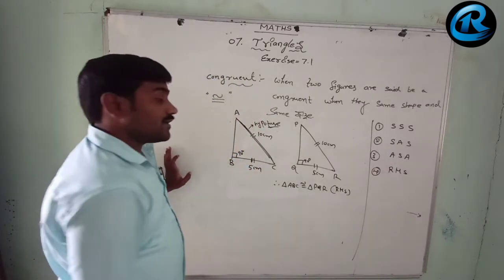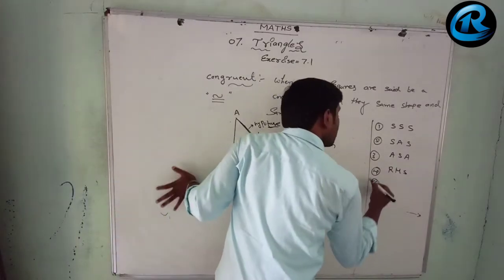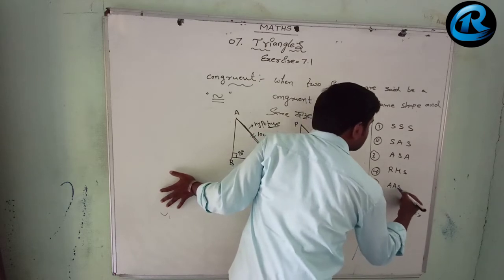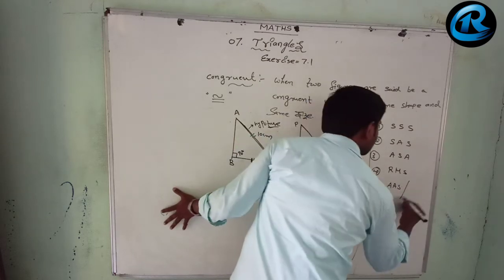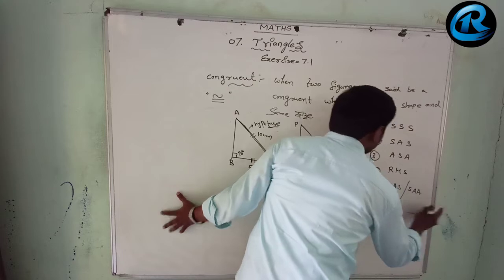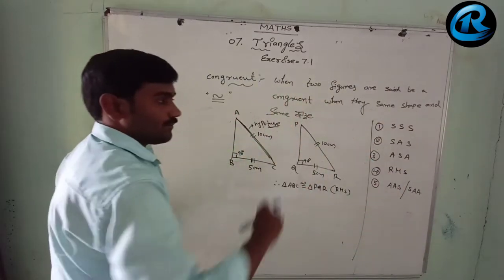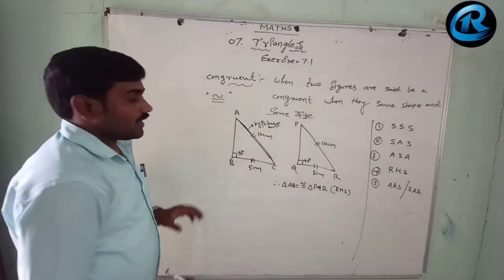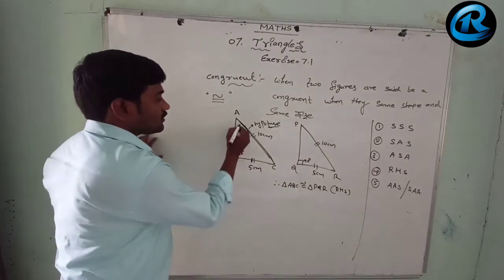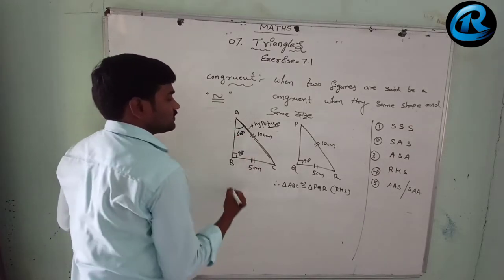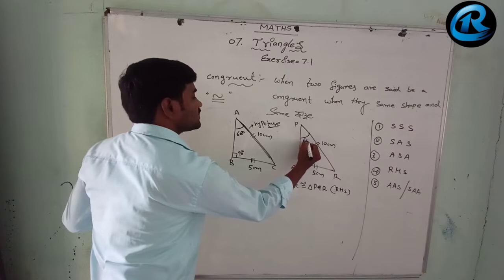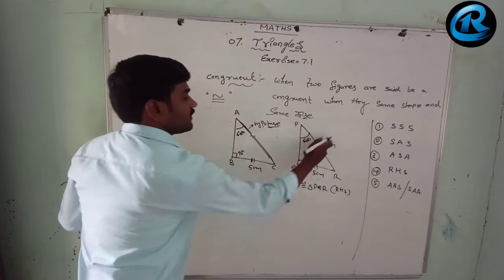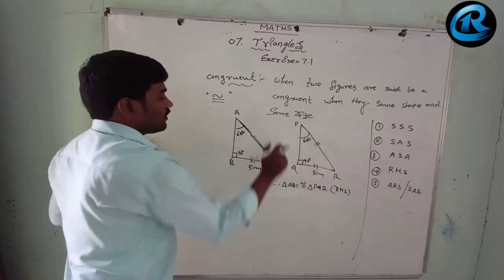Now there is one more rule that will hold here, that is angle side, RS we can say, side angle. This rule also will hold. Let us see. Suppose here it is 60 degrees. This is not given. So let us see now what happens.